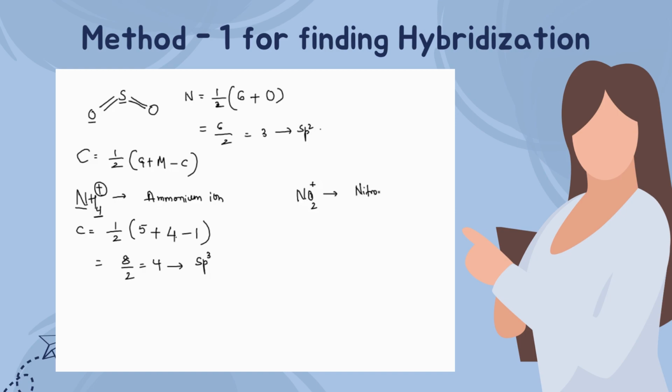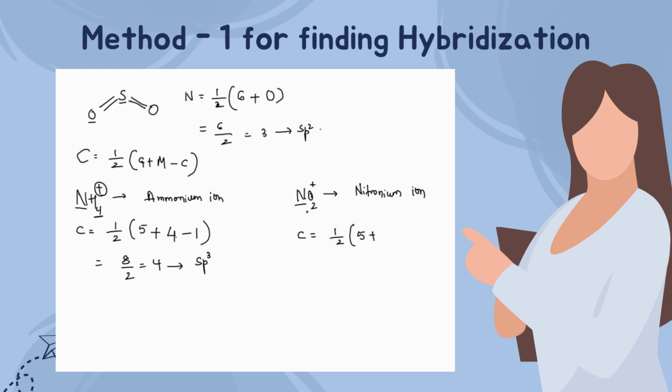NO2 can exist as a neutral molecule or as a dimer, or as an anion or as a cation. It can exist in any way possible according to the reaction. So this is a nitronium ion, NO2 plus. Again nitrogen has more valency than oxygen, so nitrogen is the central atom. So half into, as you know already, nitrogen's group is 5, plus oxygens are again divalent.